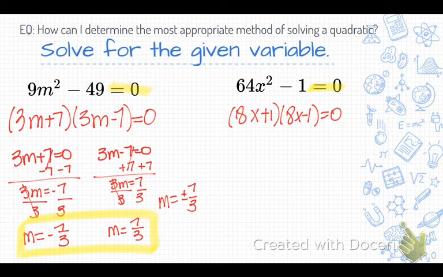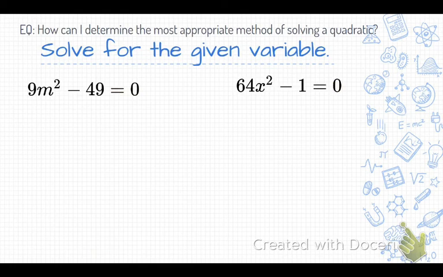Can you solve the second one for me? Can you finish solving that one for me? Okay, what does x equal for the second one? Plus or minus 1 over 8. Thank you, Sarah. Is that what we got? Yes? Okay, ready for the next one?